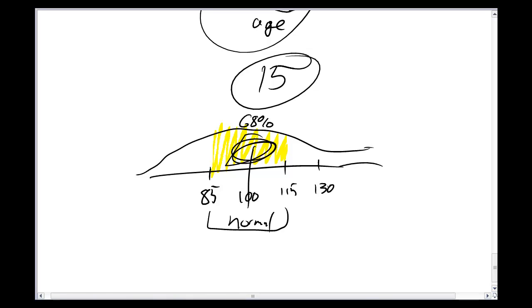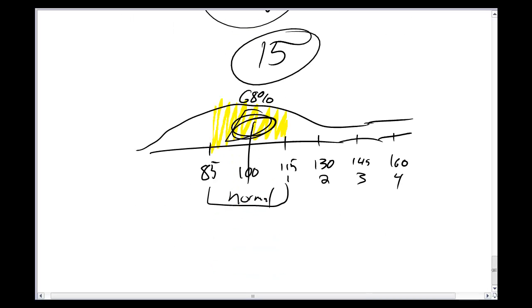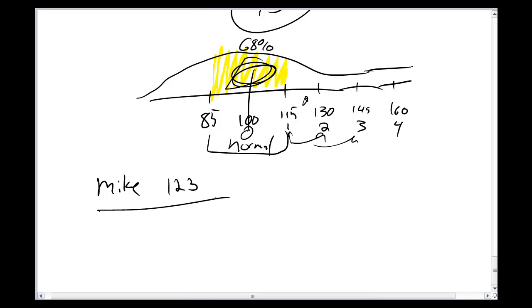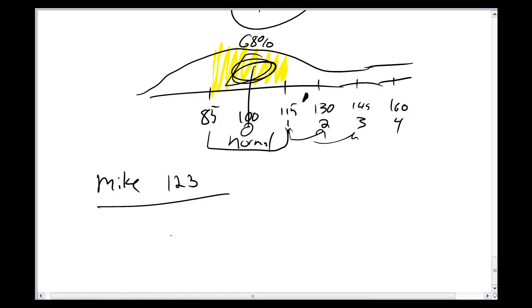Then next I have this group of 130. Then 145. And then this will give me 160. So this is in the 1 standard deviation, 2, 3, 4. So let's calculate a z-score out for this. Let's say that Mike goes along. So let's say Mike has an IQ of 123. Yeah, I could look and see that he's living in here, but I would like to really calculate out his z-score. So here's what I do.